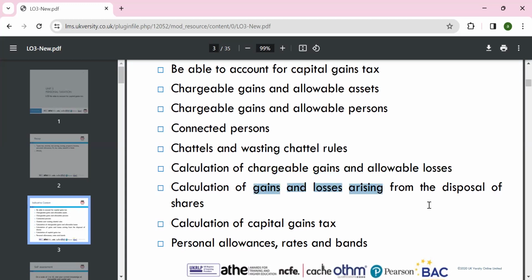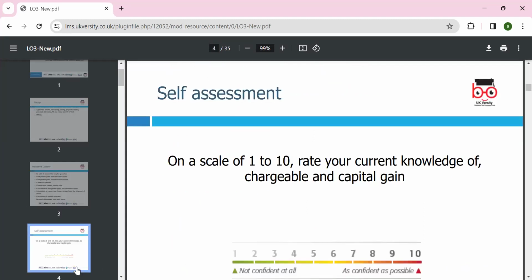And again, the losses arising from disposal of shares. When we are selling shares, we look at the value of shares and indexation, because we buy shares at different times. Then the calculation of the capital gain tax, personal allowance, and bands, which band your tax falls in. That will all be covered. So it is always good, when we start any activity, to reflect on how much our current knowledge is about capital gain tax.